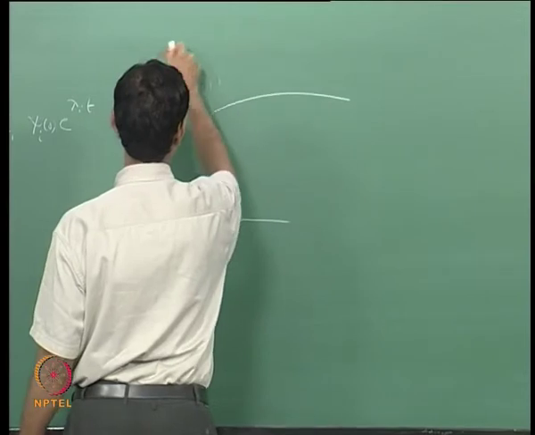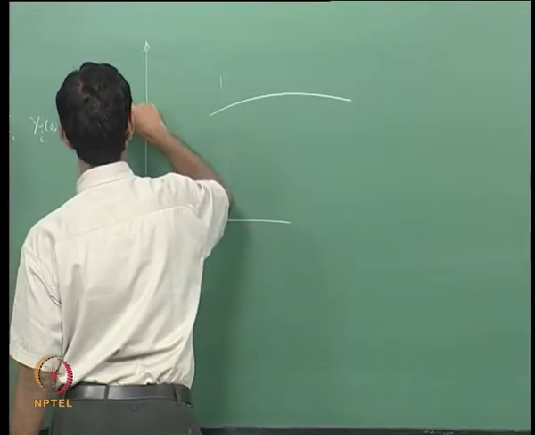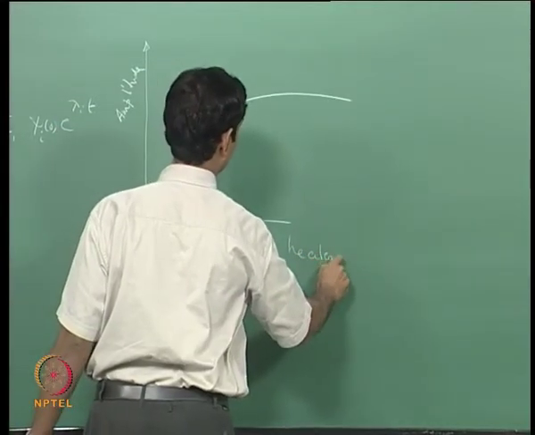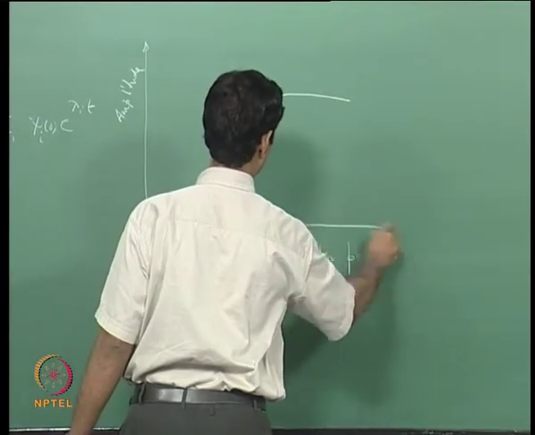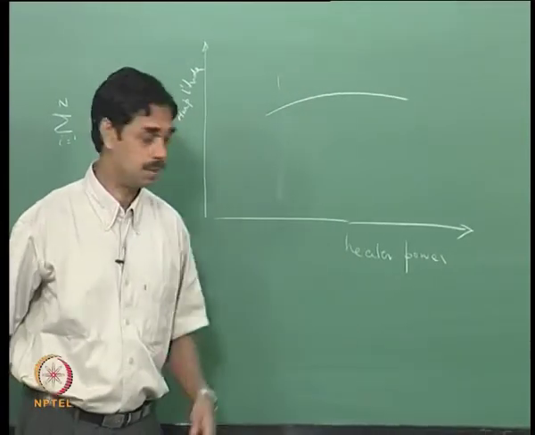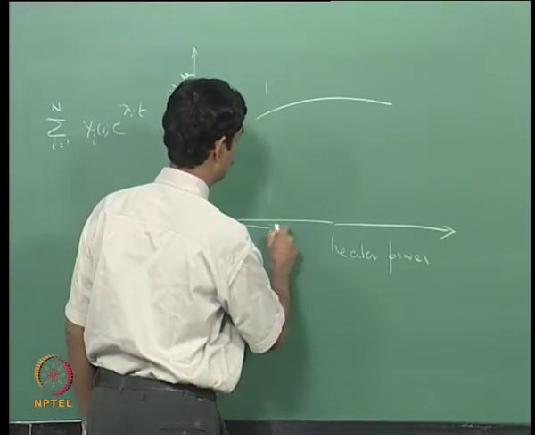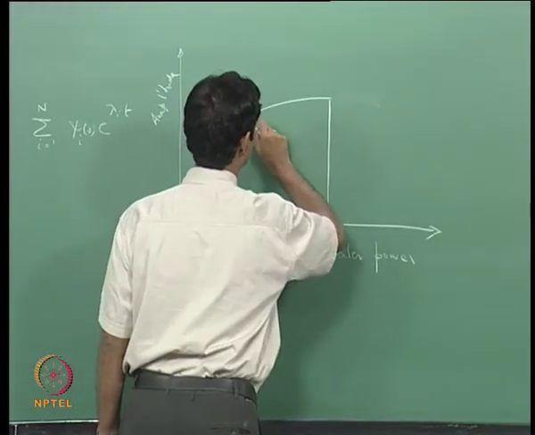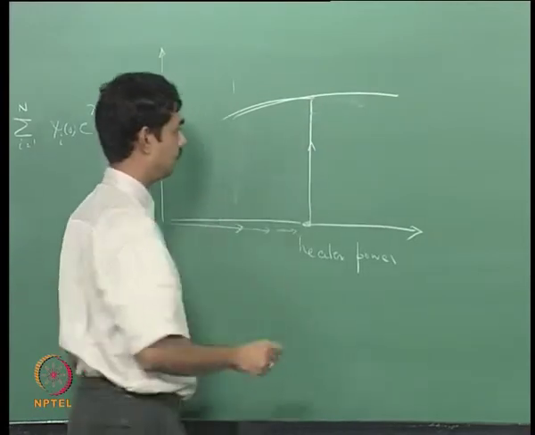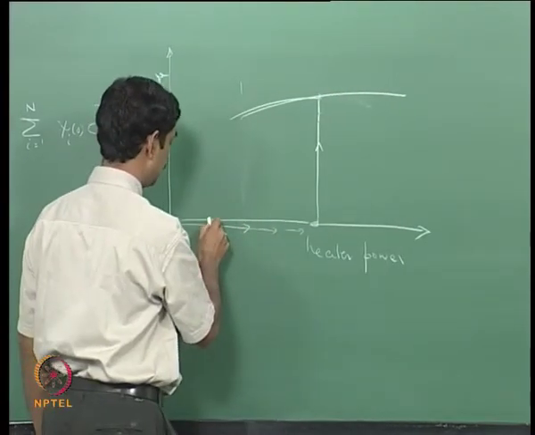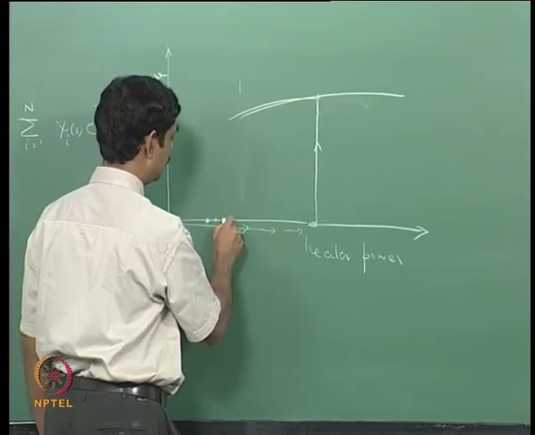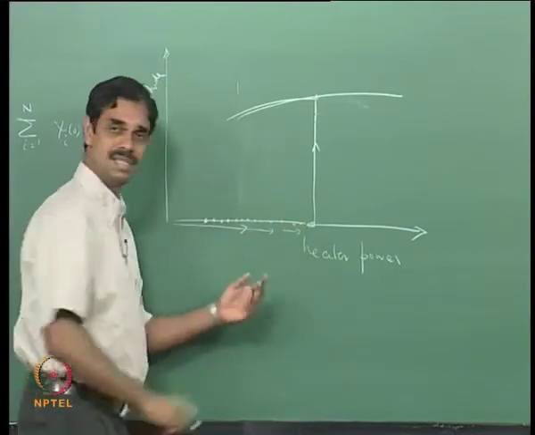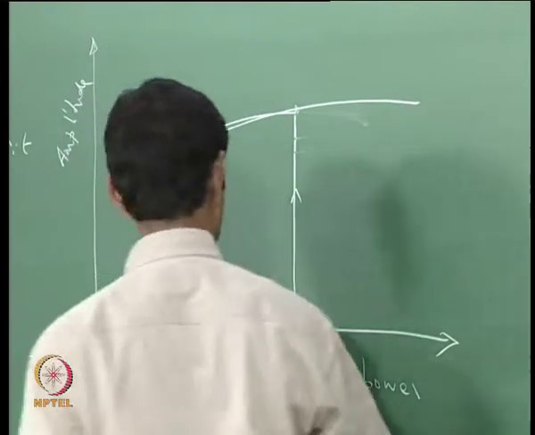So let us say this is amplitude and this is heater power. Not putting any units, but let us say you come till here, you are increasing the heater power. At some point you get to instability. Okay, so these are stable fixed points. That means you can be here and I am coming this way, but the system is still staying there. Okay, here also there is a solution.